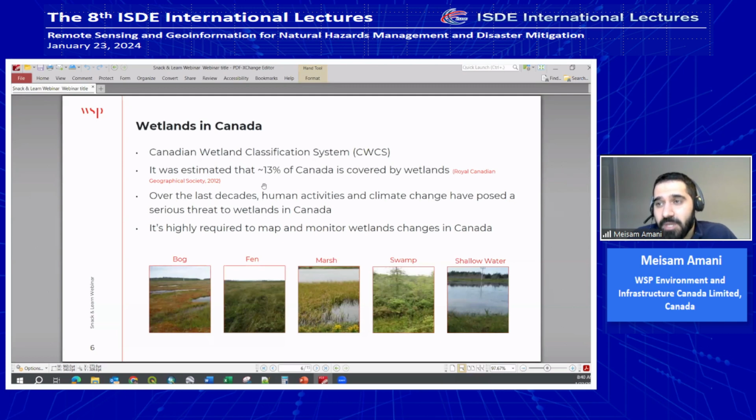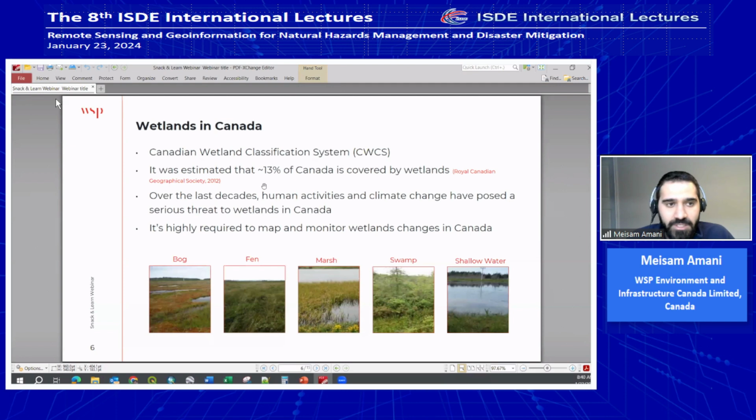It was estimated, and this is an old report, in 2012 that 13% of the country is covered by wetland. This is a large portion of the country. Studies have shown that over the past decades, human activities and climate change have posed a serious threat to wetlands in Canada. That's why it's important to map and monitor wetlands using advanced technologies in Canada.